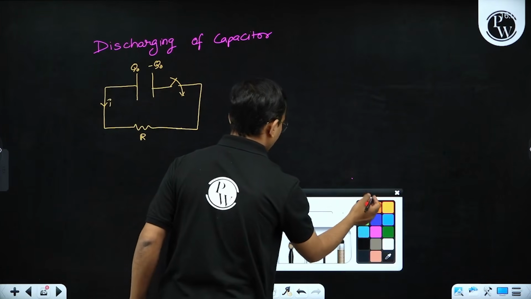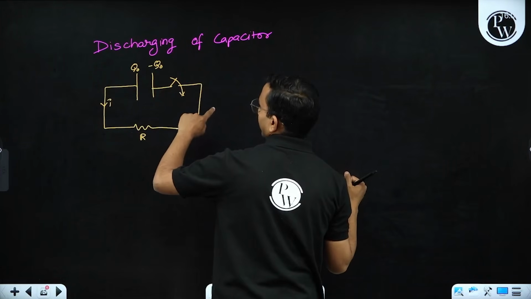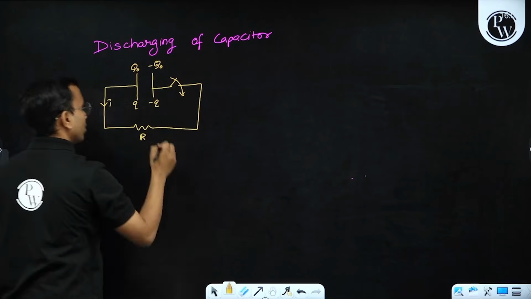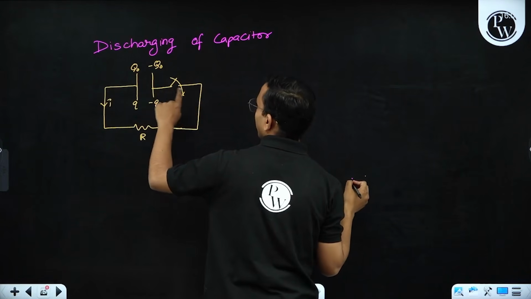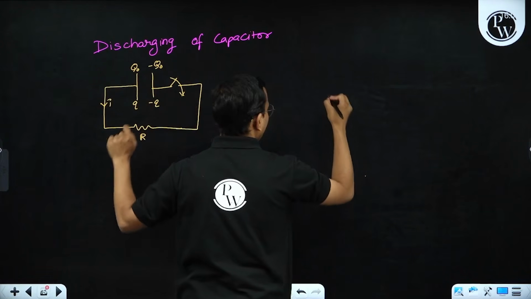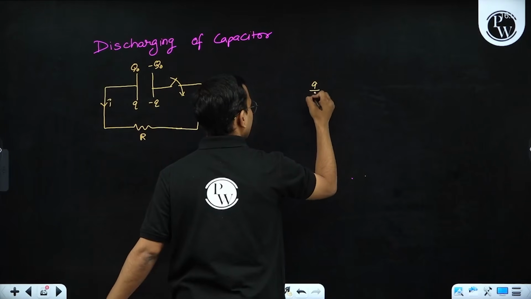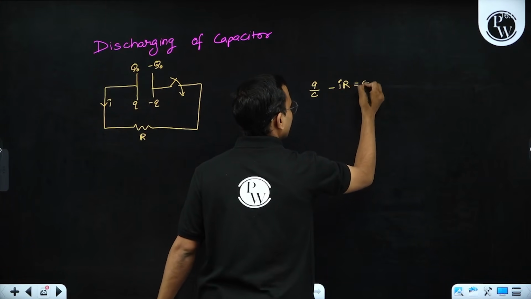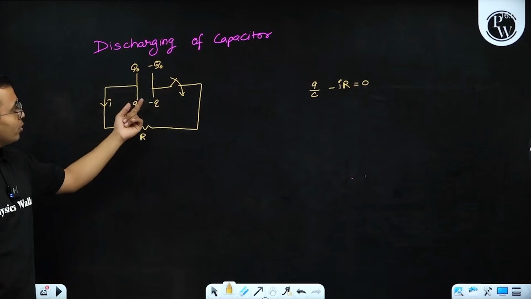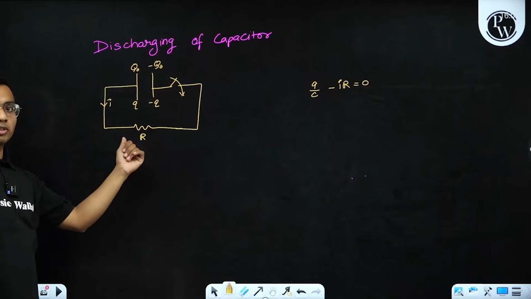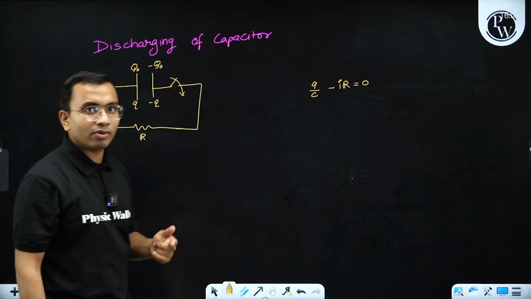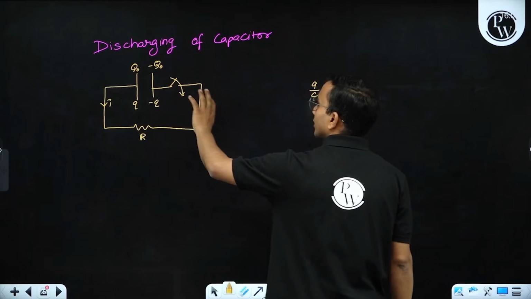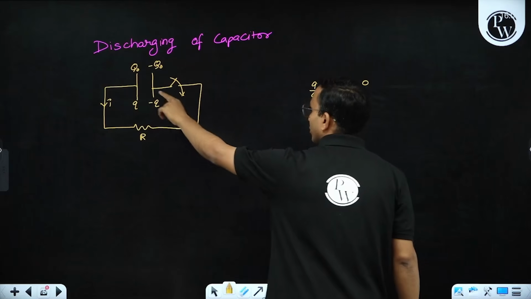Let us write the equation in this case. At any instant I am considering this charge to be Q and this to be minus Q. When I move around the loop, first we have a gain, plus Q by C, then we have a drop, minus IR, and this equals 0. This current comes due to the decrease of charge on the capacitor, so current is the negative of the rate of change of the charge, because the charge is decreasing.